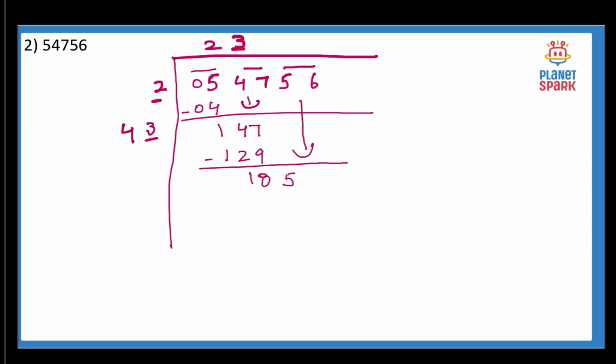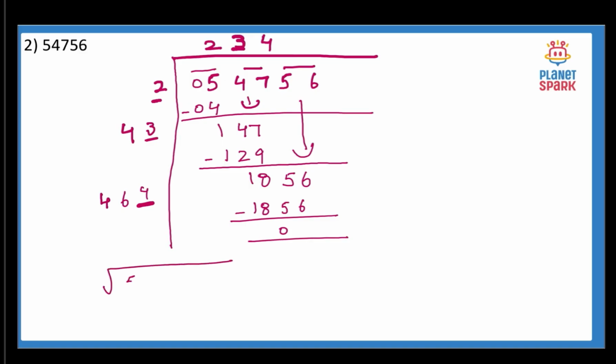Again, I'll bring down the entire pair. So it is 1856. Now 4 as it is, the next number 3 would be doubled. Remember that at this step, we have to double the number. Now 46, I have to multiply a number, which same number I have to multiply in the quotient also. So 464 into 4 will give us 1856. Subtracting, I got 0. Since I've got 0, this is a perfect square number. And the square root of 54756 is 234.